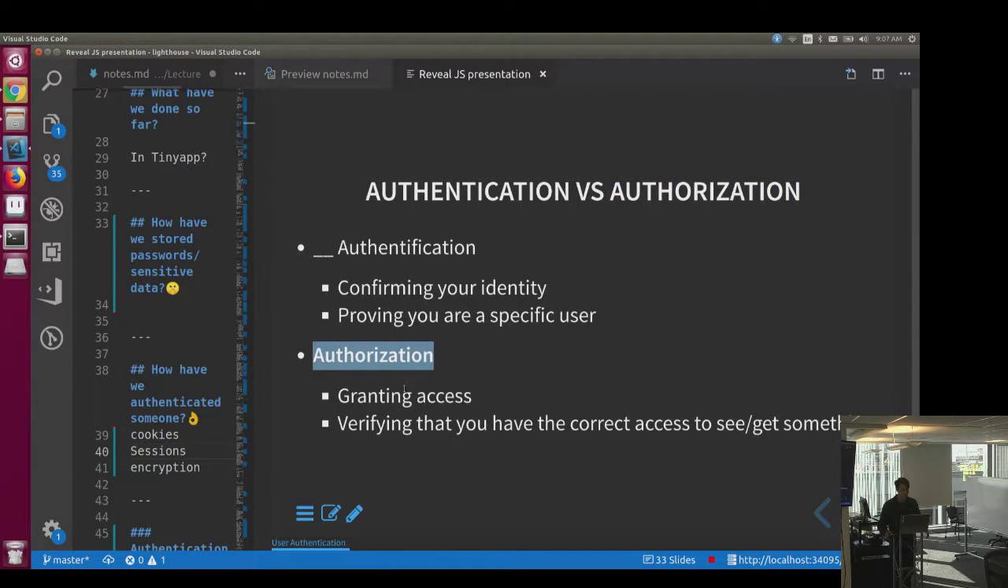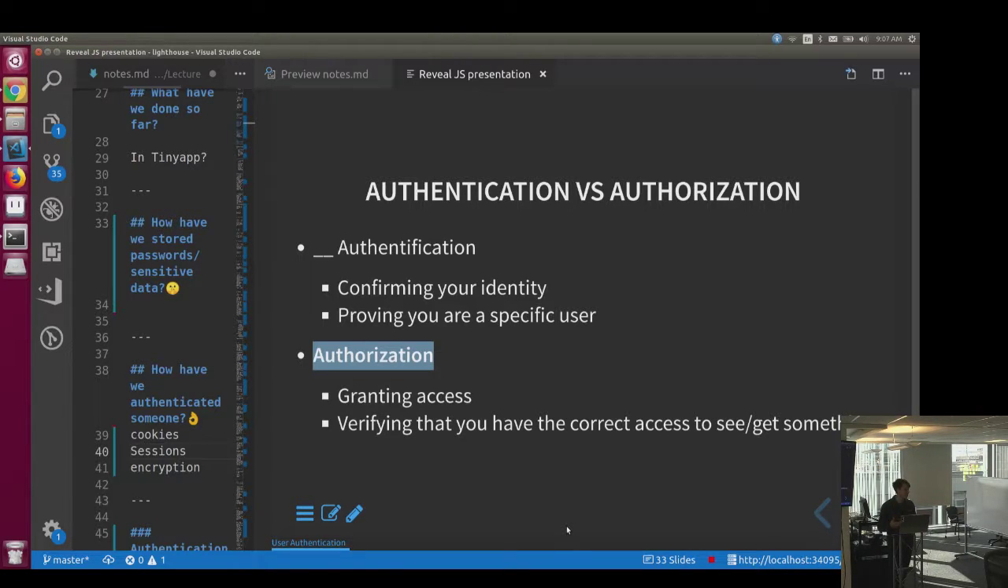Authorization is the process of granting correct access. So you verify that you have the right authority to access, see, or get something. So if I'm on my Facebook page or something, if I am myself, I have the ability to add photos, edit my page, do stuff like that. I've been given more authorization than if you were to look at my Facebook page.